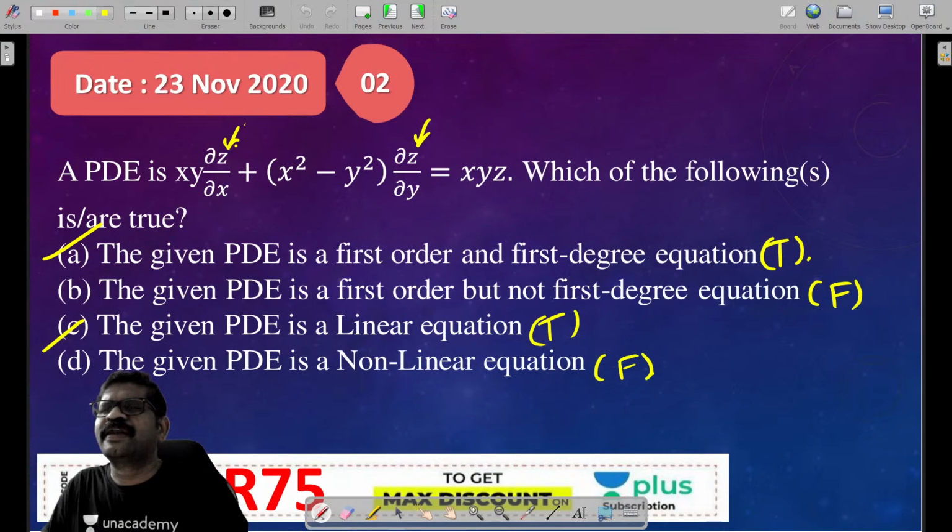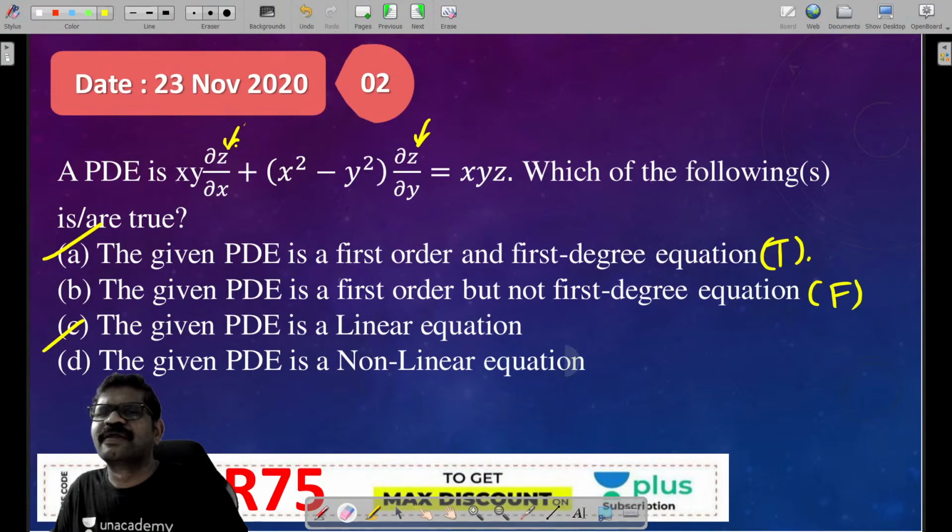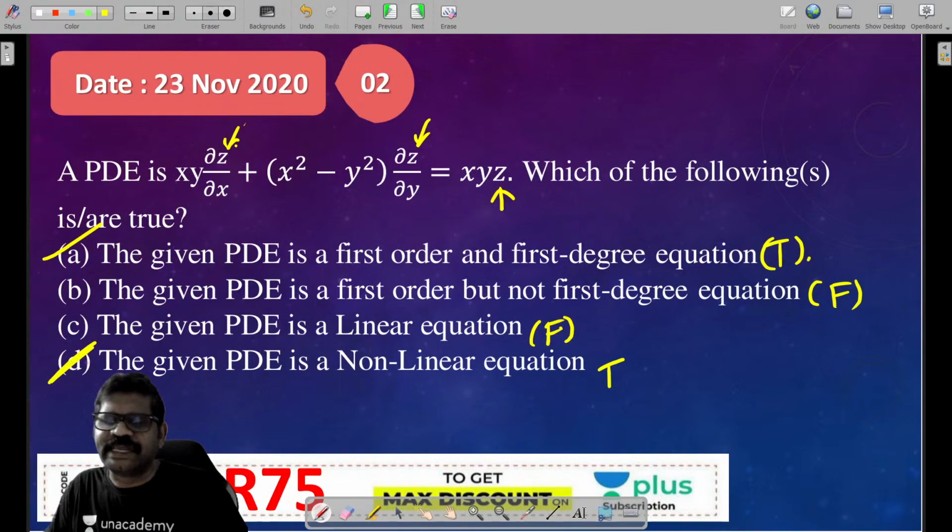Non-linear. Z is here, so it is true, it is false. A and D are found correct. If you take Z this side, it is under multiplication, right?